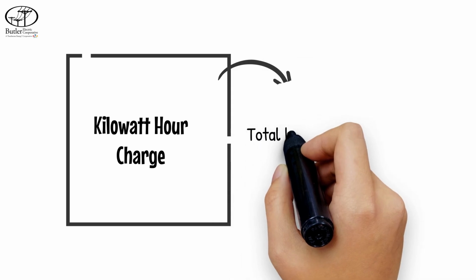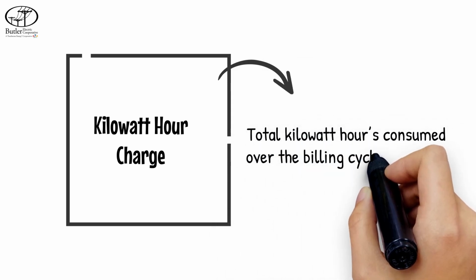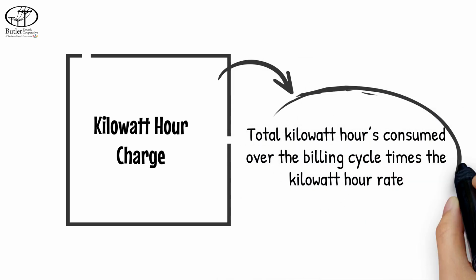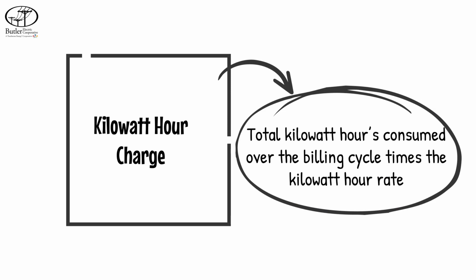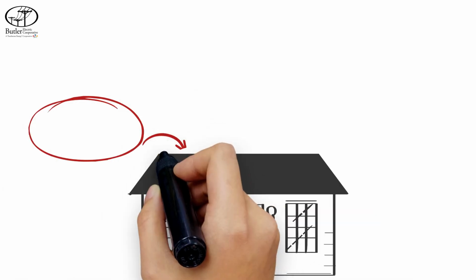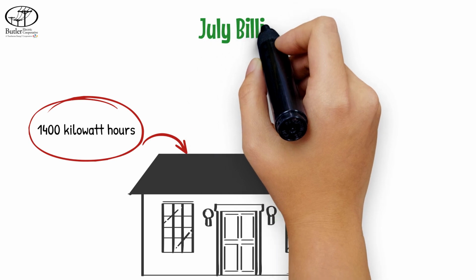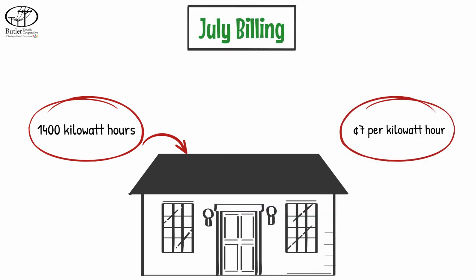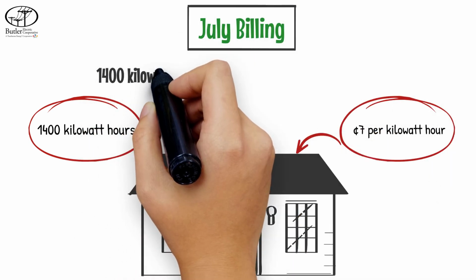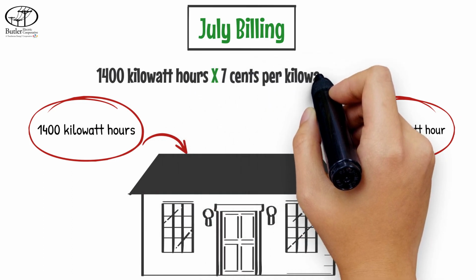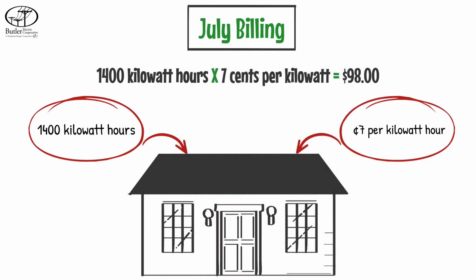The kilowatt-hour charge is the total kilowatt-hours consumed over the billing cycle times the kilowatt-hour rate. If your home uses 1,400 kilowatt-hours in the July billing cycle at a rate of 7 cents per kilowatt-hour, your kilowatt-hour charge would be 1,400 kilowatt-hours times 7 cents per kilowatt-hour equals $98 energy charge.